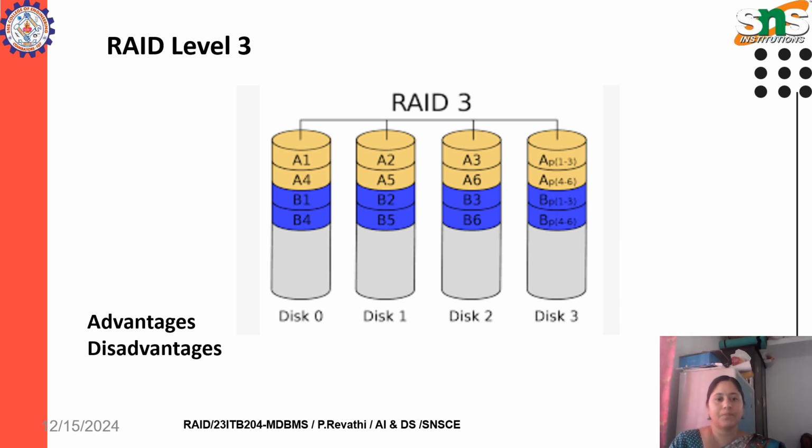RAID level 3: bit interleaved parity check. A single parity bit is enough for error correction, not just detection, since we know which disk has failed. When writing data, corresponding parity bits must also be computed and written to a parity bit disk. To recover data in a damaged disk, compute the exclusive OR of bits from the other disks.